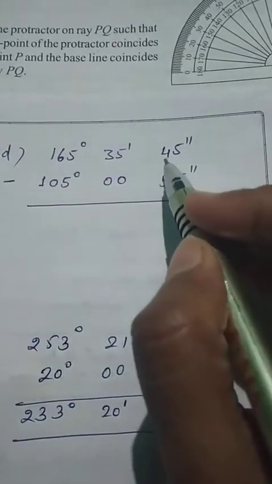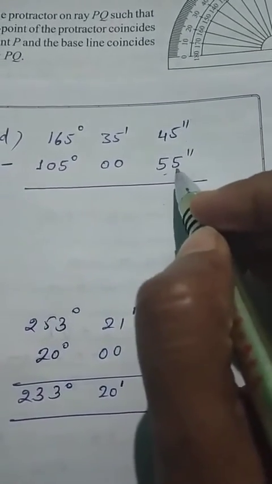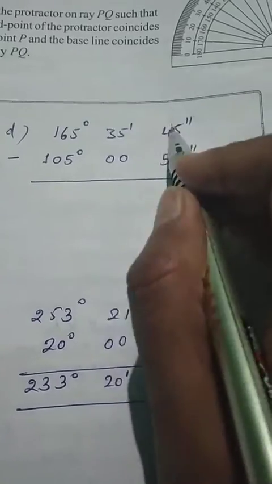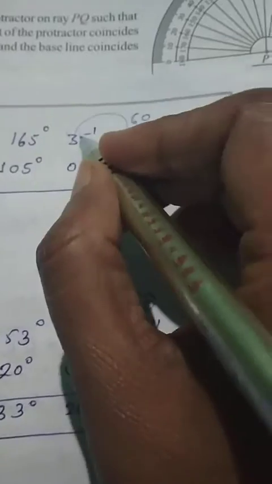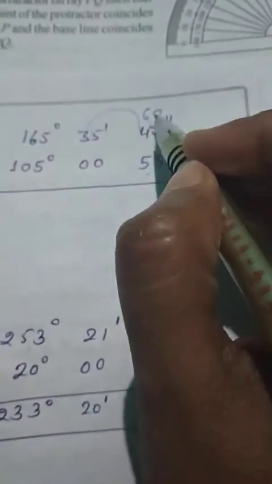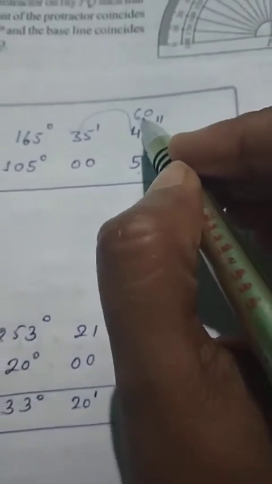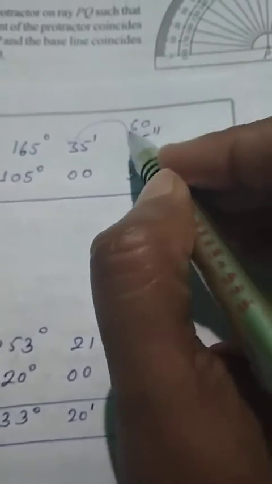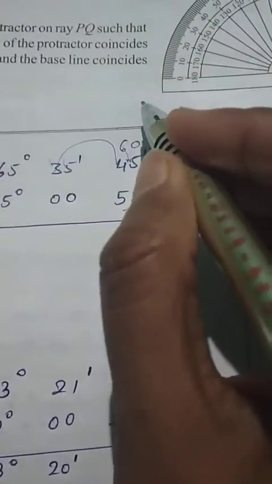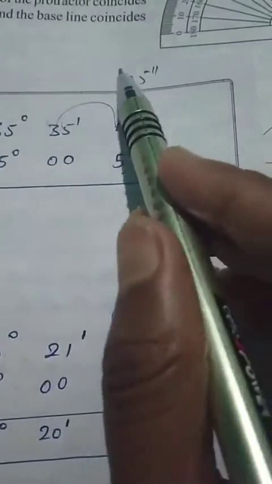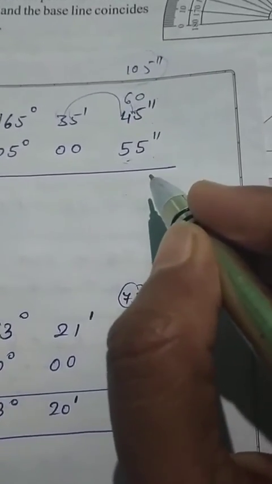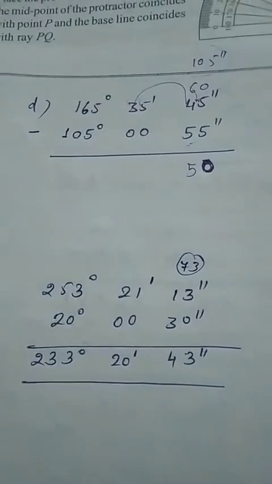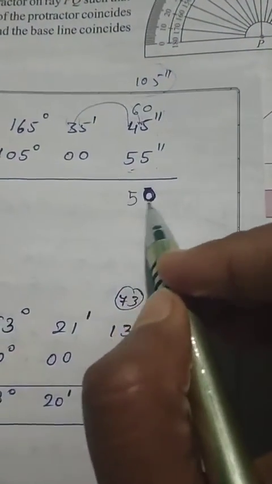Similarly, this one, 45 seconds minus 55 seconds, it is less, so it will borrow from this. It will borrow means 60 seconds. It is actually giving 1 minute. But in 1 minute, how many seconds? 60 seconds. So it will be here 60 seconds. So now add it. 60 seconds plus 45 seconds will be equal to what? 105 seconds. Now you will subtract 55 seconds from 105 seconds. What will be here? Subtract it. After subtracting, we will get 50 seconds here.